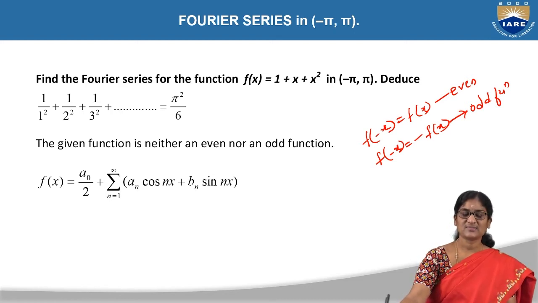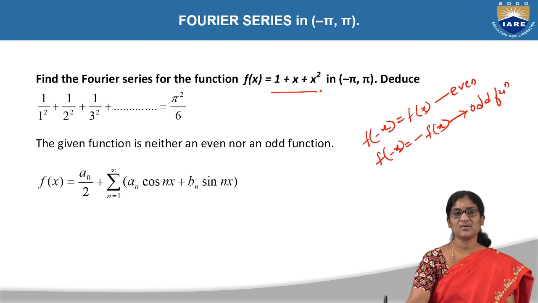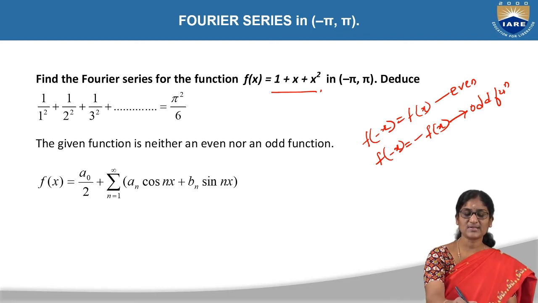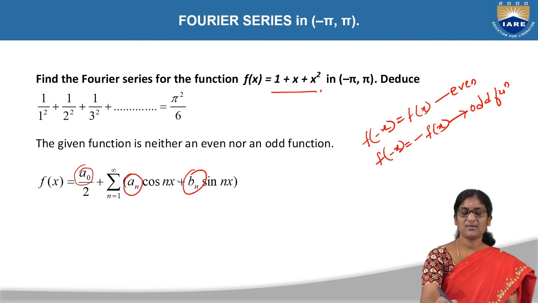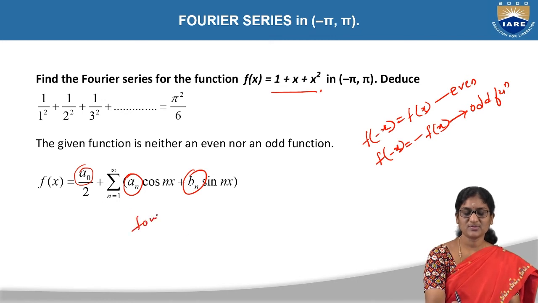So here this function is neither even nor odd, so we need to find all three coefficients a0, an and bn. The Fourier expansion for the given function is f(x) equal to a0 by 2 plus summation n from 1 to infinity of (an cos nx plus bn sin nx). Now I'm going to follow the same procedure, finding the three Fourier coefficients. I'm substituting here.